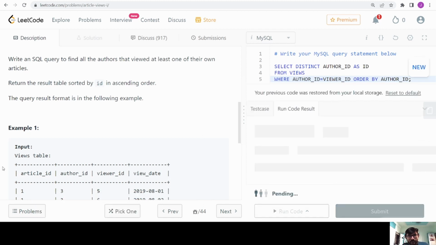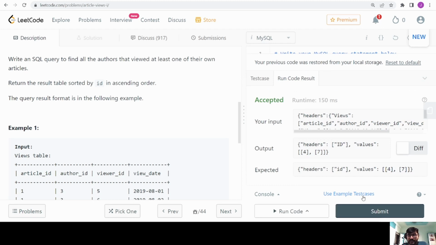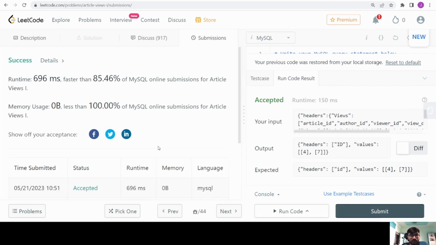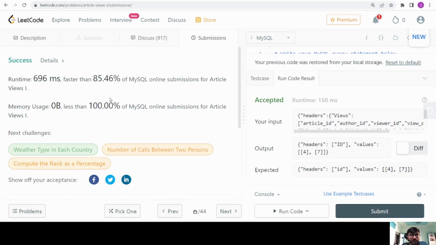So let me try to run this code. Yes, it is getting accepted. Let me try to submit it. Yeah, so we are getting a solution which is accepted.